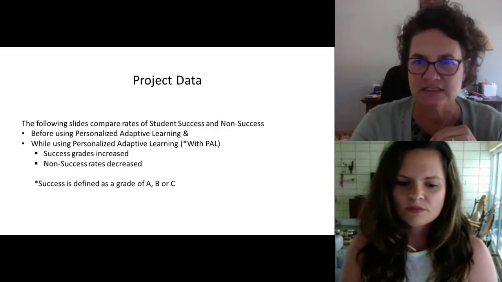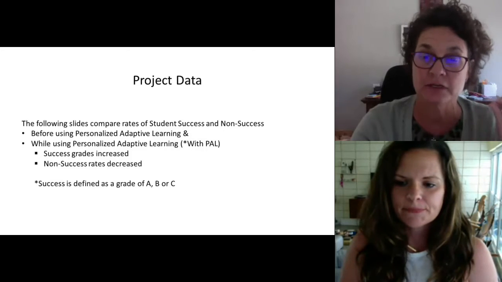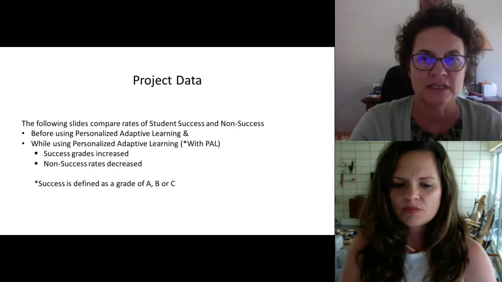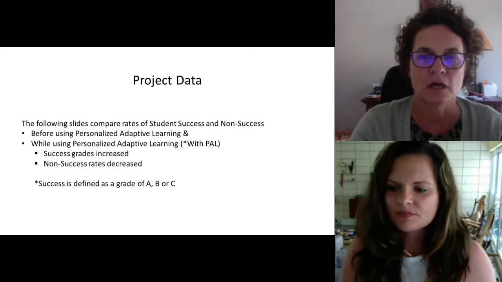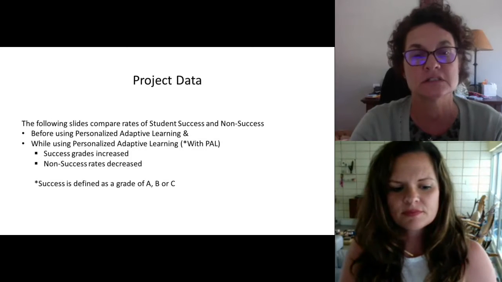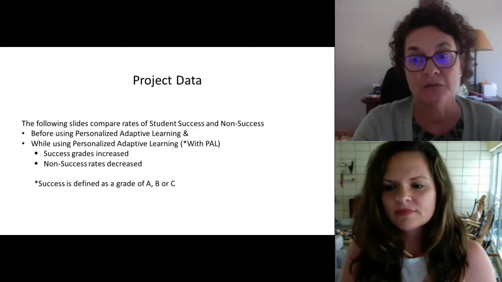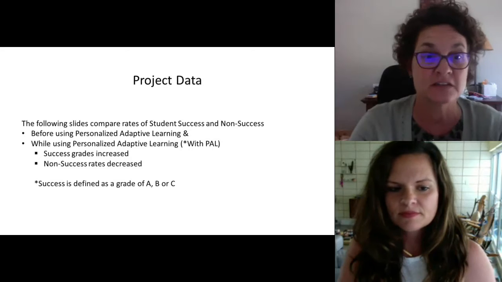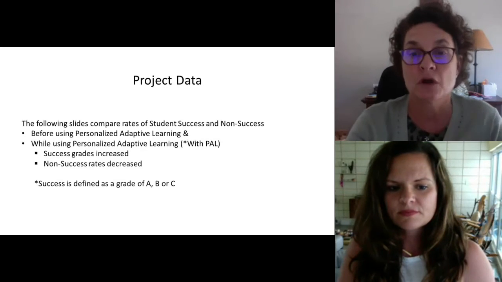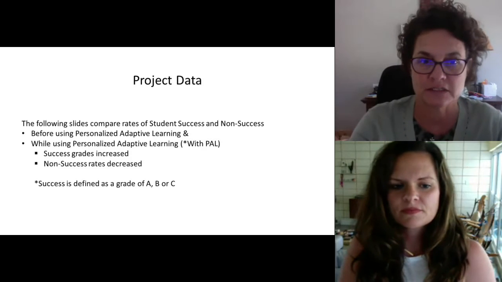So student success is a final grade of A, B, or C. Non-success is D or F. And we can show you the data that we have with the courses we taught before we used adaptive learning and the courses after adaptive learning. And we're happy to say that success grades increased and non-success rates decreased. Also, our withdrawal rates and our drop rates decreased.